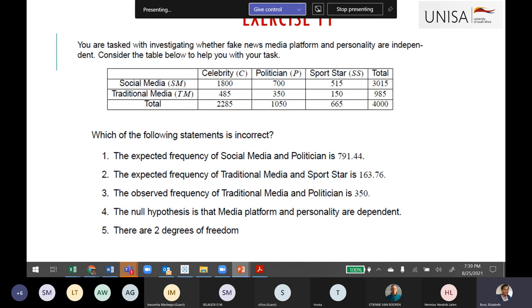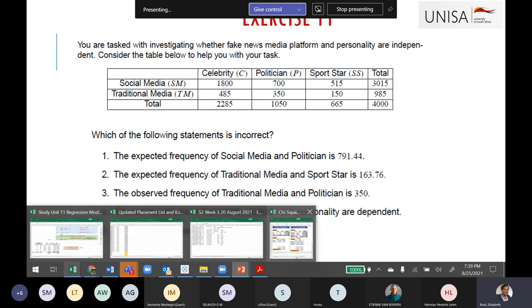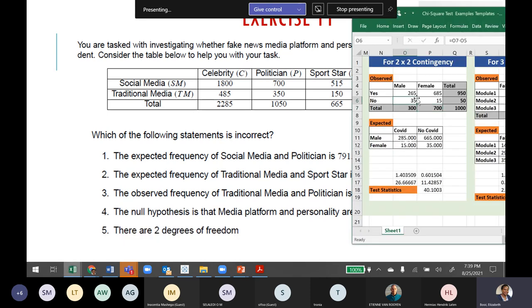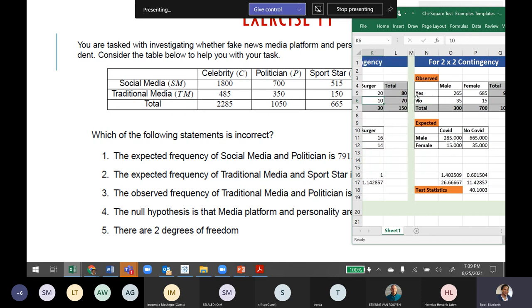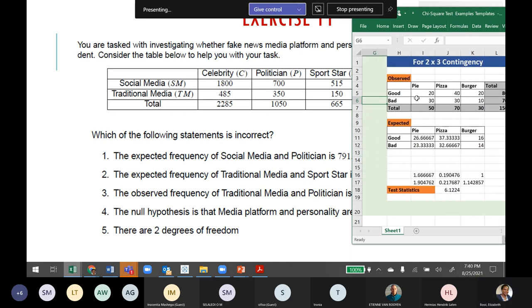Which one of the following statements is incorrect? So you have a 2x3 table. Let me also go and complete it. A 2x3 table. Values are too big. I will quickly go and populate.